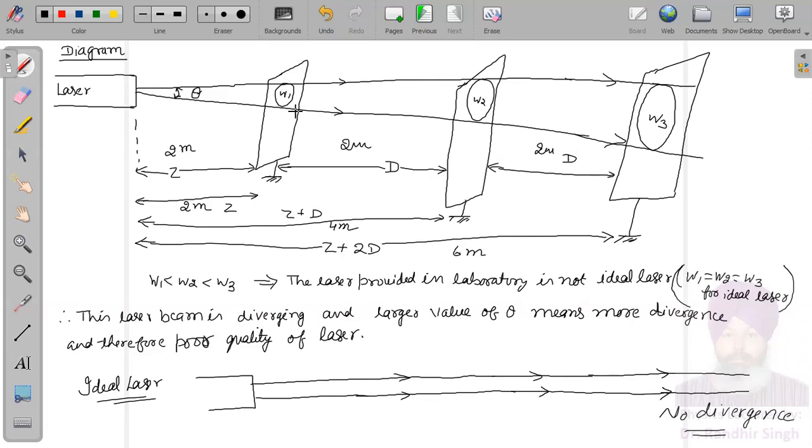Then I will mark tangents. I will choose pencil and scale. I will mark a tangent at the bottom. I will mark a tangent at the top. Now what will be the distance between these two tangents? It will be the vertical diameter of the spot.